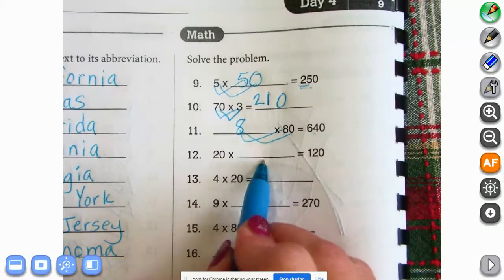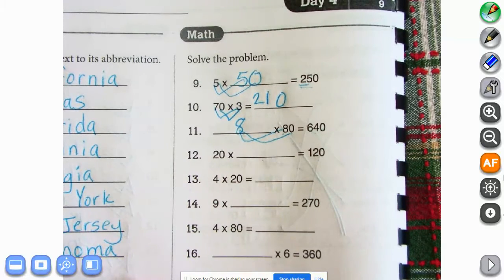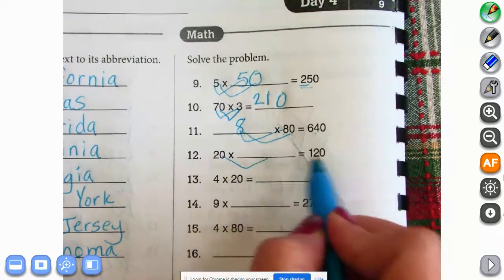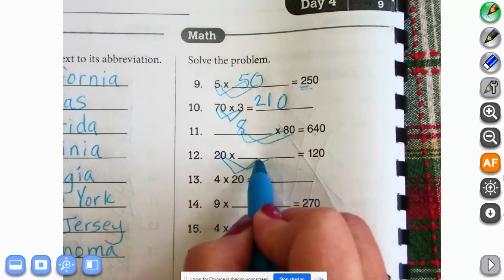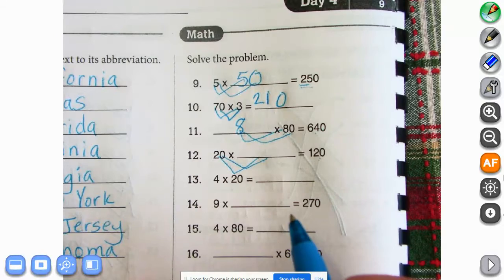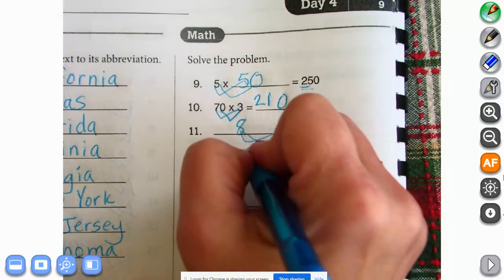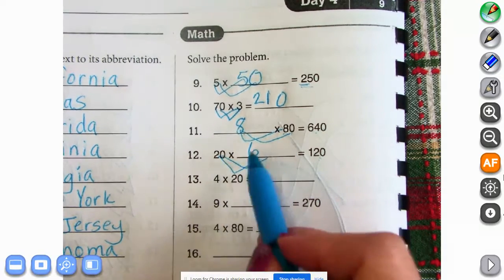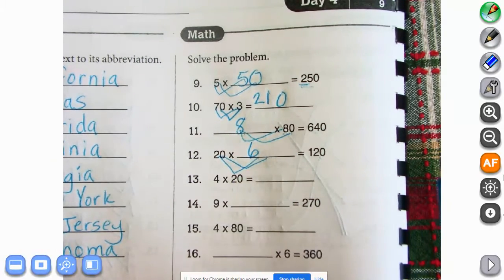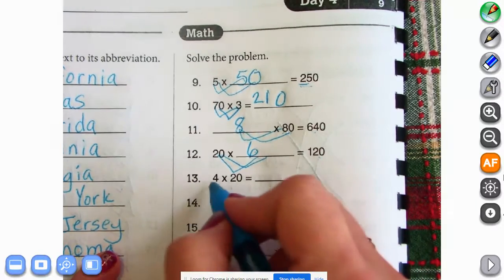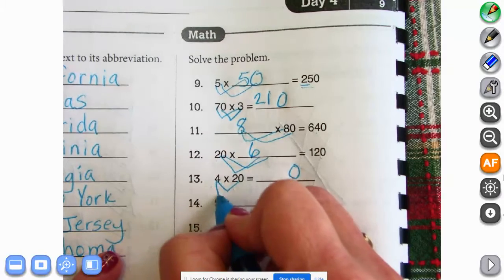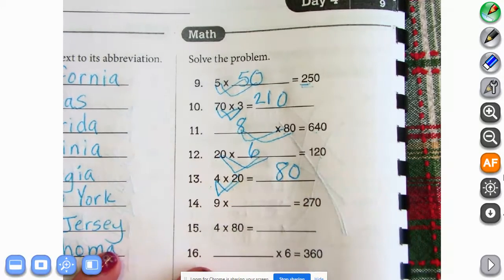20 times what will give you 12? Well, 0 times this number is 0. 2 times this number is 12. So 2 times what equals 12? 6. 6 times 0 is 0, and 6 times 2 is 12. 4 times 0 is 0, and 4 times 2 is 8.